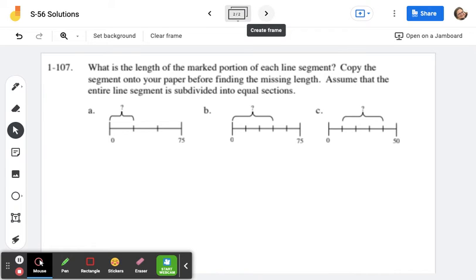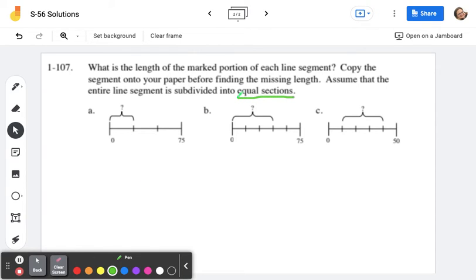So on this last problem, 107, it says, what is the length of the marked portion of each line segment? Copy the segment onto your paper and find the missing length. Or you can just write it right on here since it's stapled in your notebook. Assume that the entire line is subdivided into equal sections. And that's the key, is that we have equal sections here.